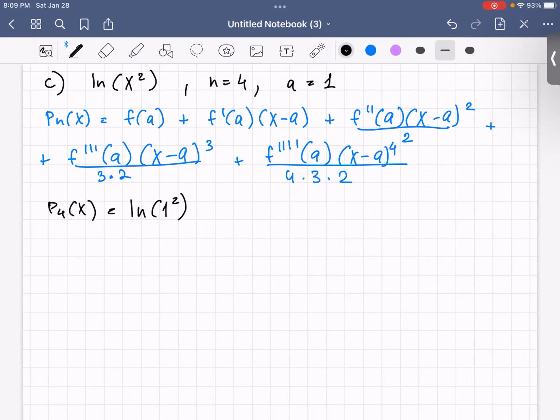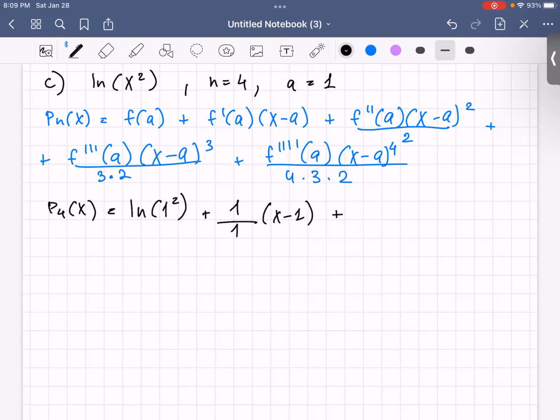So we can write 0, but we can just leave it like that. So the derivative of ln is 1 over x. So the first derivative is 1 over x, and x is 1 in this example. So it's 1 over 1. And then x minus 1 plus.